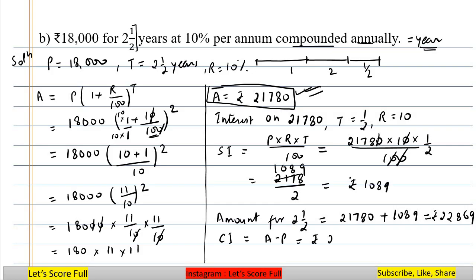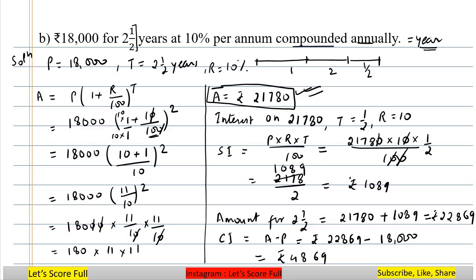Now compound interest is nothing but amount minus principal. Amount is rupees 22,869 minus 18,000, and this is 4,869 rupees. Final statement will be: the compound interest for 2.5 years is 4,869 and the amount after 2.5 years is 22,869.